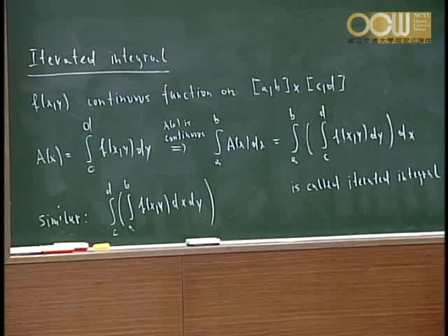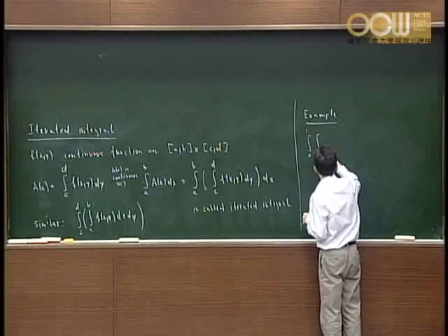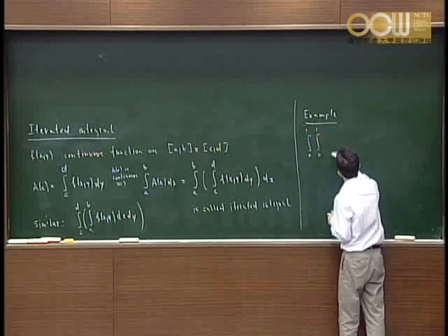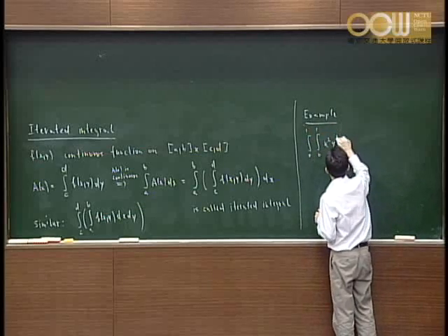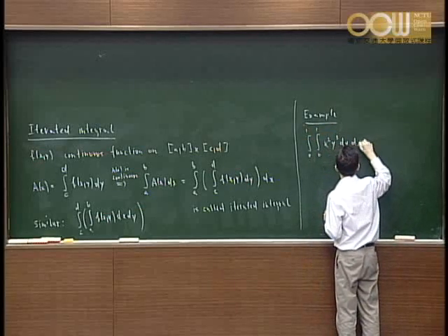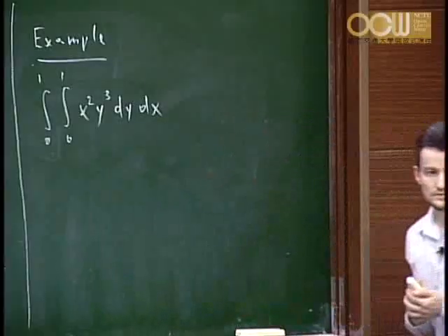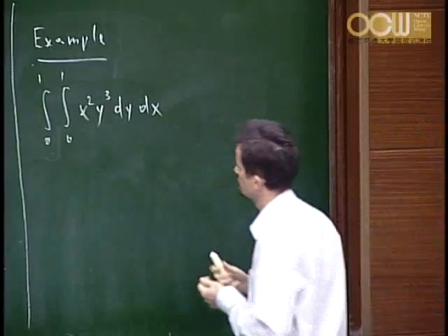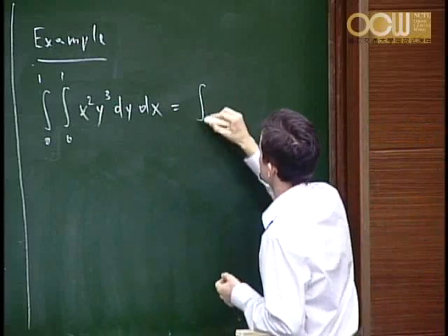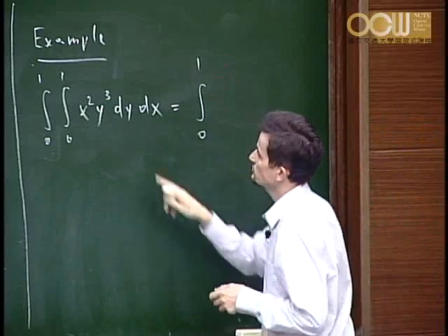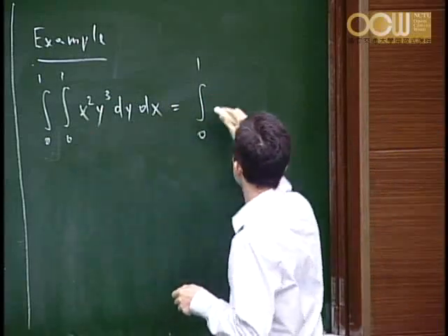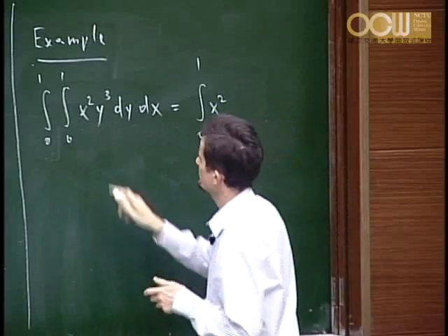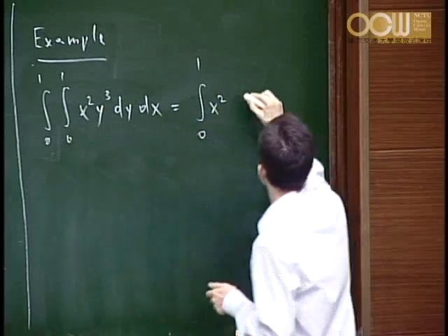Now, maybe let's look at an example. For instance, the integral from 0 to 1, the integral from 0 to 1, of x squared y cubed dy dx. So first we have to compute the inner integral. For the inner integral with respect to y, x is a constant, so we take out x squared. It's just a constant, and here we can use the fundamental theorem.